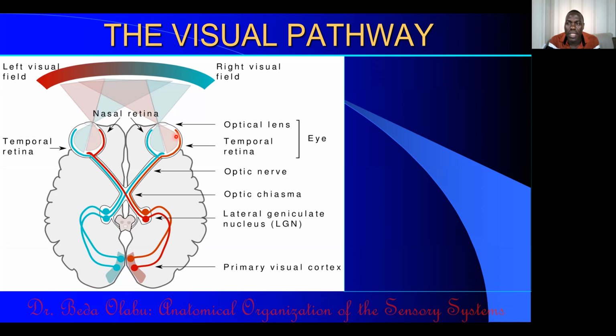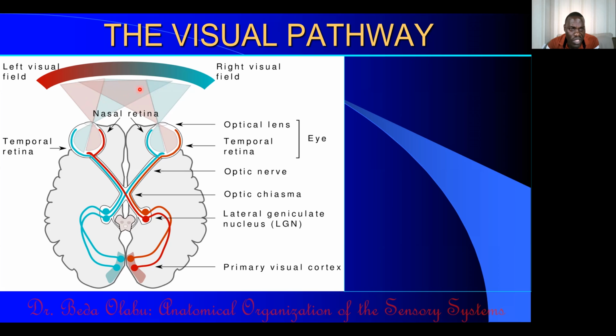A temporal ray lands on a nasal retina. A nasal ray lands on a temporal retina. At the eye, there is some inversion because the light rays change direction at the pupil. I also want you to see this part here. Maybe if I had labeled it, it could have been better. But I want you to look at the location of the pointer.